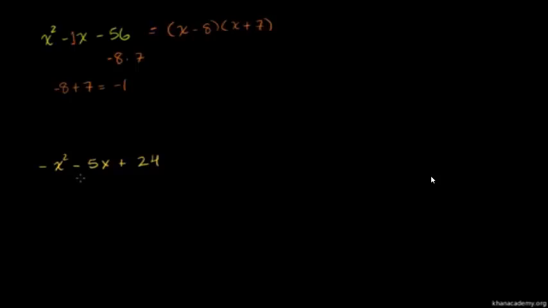Well, the easiest way I can think of doing it is to factor out a negative 1, and then it becomes just like the problems we've been doing before. So this is the same thing as negative 1 times positive x squared plus 5x minus 24, right? I just factored a negative 1 out. You can multiply a negative 1 times all of these and you'll see it becomes this. Or you could factor the negative 1 out and divide all of these by negative 1, and you get that right there. Now, same game as before.